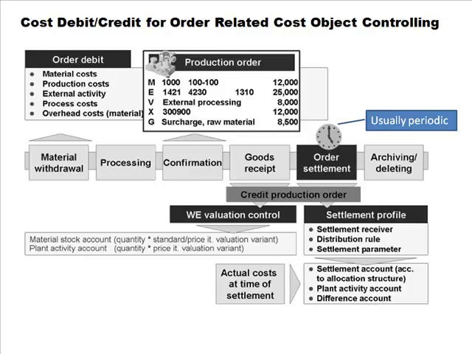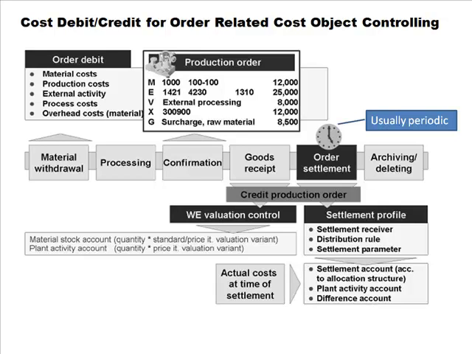Now when goods are received, we have to account for that. We credit the production order, because now we're allocating costs from the production order to other things, like work in progress and so on. Here they're showing you the calculations of what they'll do with the material stock account and the plant activity account. Remember, we said those 2 accounts would be updated as a result of this production. The material stock account would be updated by the quantity times standard price times the valuation variant, which is the price at which you'll value what was just produced. Similarly, plant activity is going to be debited by the same amount.